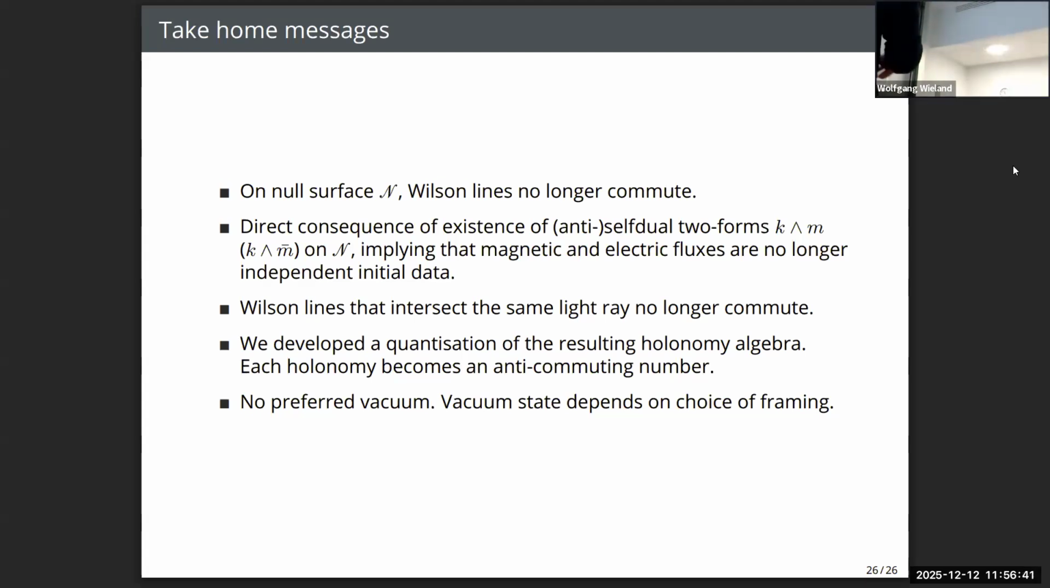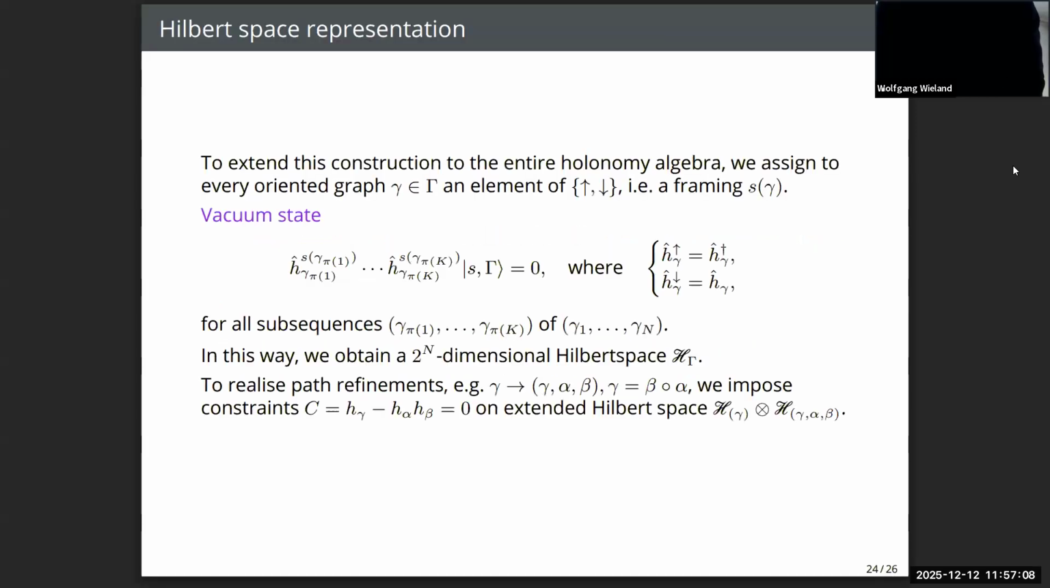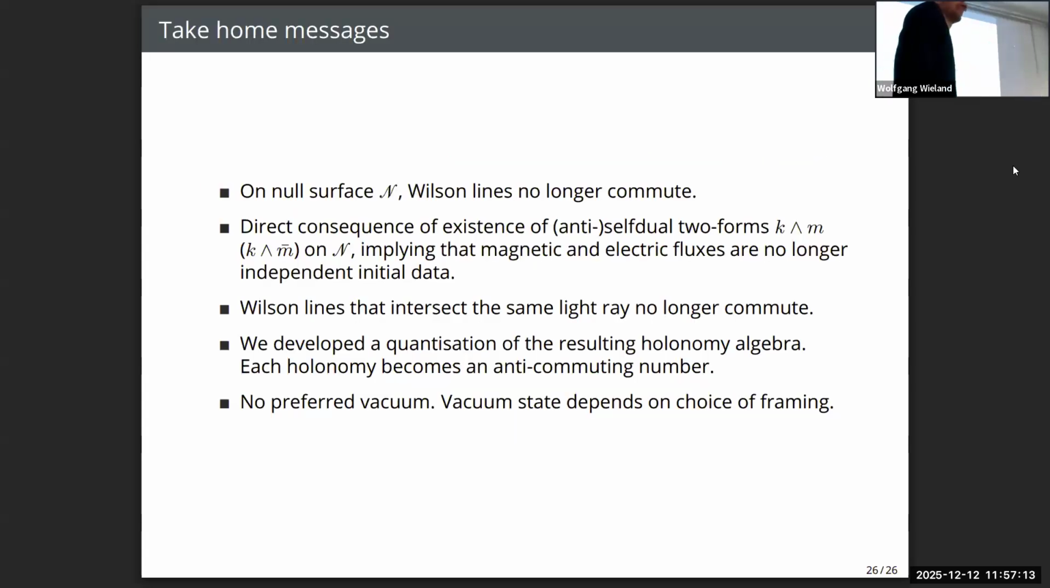Then we ask ourselves, is it possible to quantize this algebra for a fixed number of paths? And we developed a proposal for such a quantization in which each holonomy becomes an anti-commuting number. And in this quantization, there's no preferred vacuum state anymore. The vacuum state depends on a choice of framing, which is an assignment of an orientation to each of these paths. And I conclude with that.